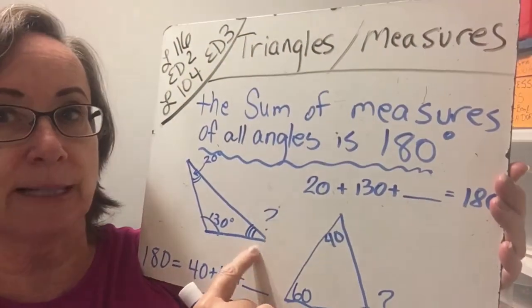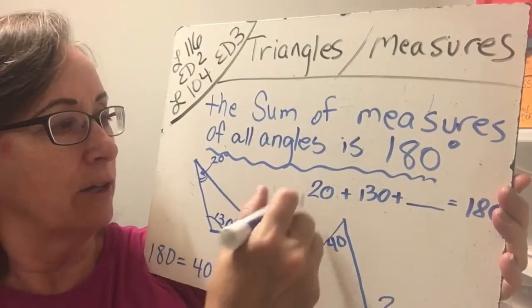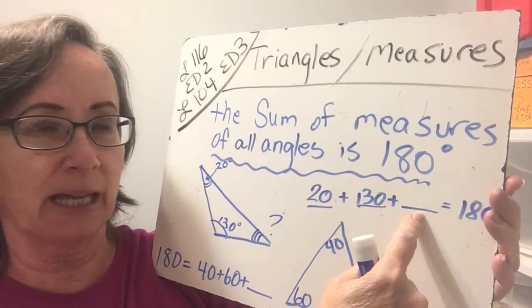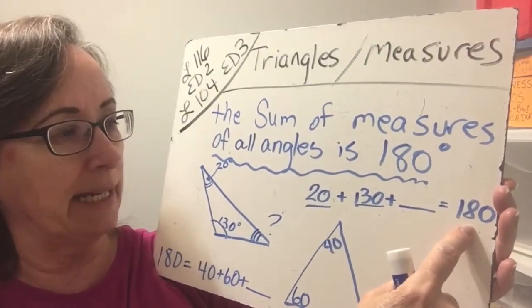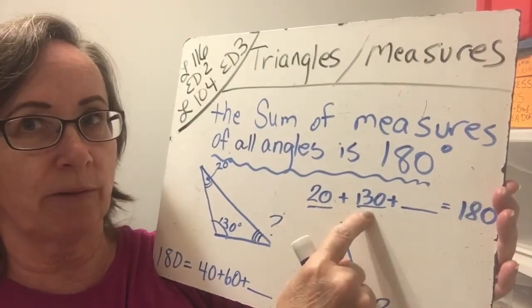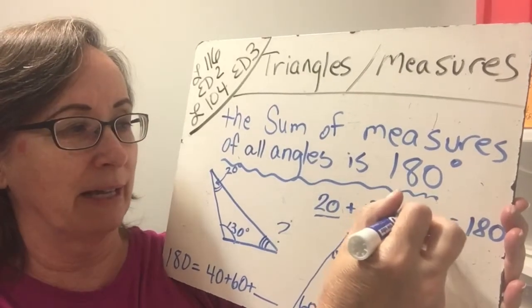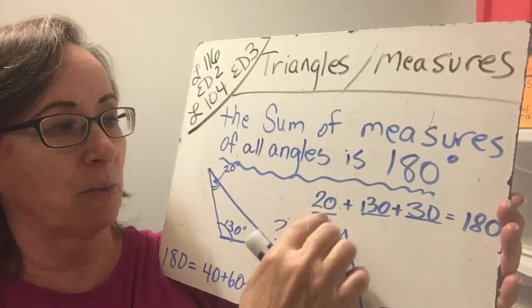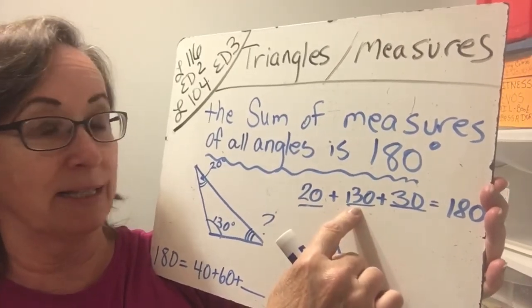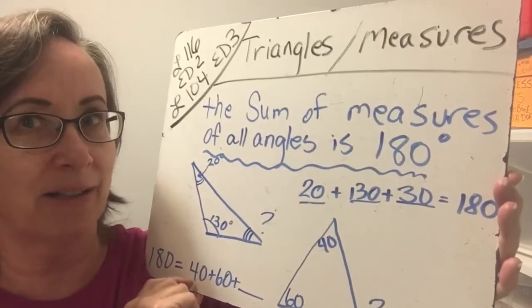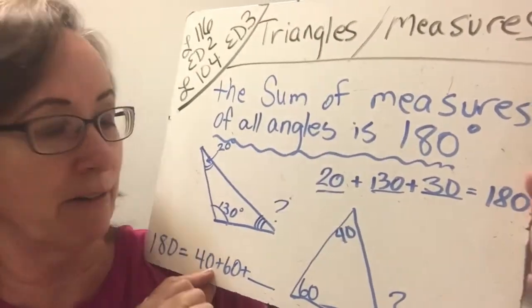So how many degrees must be in this triangle? 20 plus 130 plus something must equal 180. Since this is 150 put together, this one must be 30, because 20 plus 130 is 150, plus 30 is 180, and all triangles have 180 degrees.